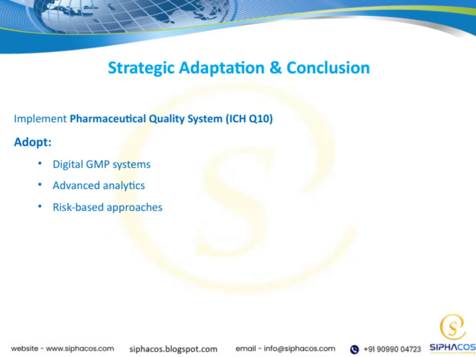Let's now look at how strategic adaptation plays a crucial role in our overall approach, and I'll briefly wrap up with some key conclusions. First, implementing a pharmaceutical quality system based on ICH Q10 is fundamental. This framework helps us ensure consistent quality across all stages of manufacturing. Next, adopting digital GMP systems is essential for modernizing our operations. These systems enhance real-time monitoring, improve data integrity, and streamline compliance efforts.